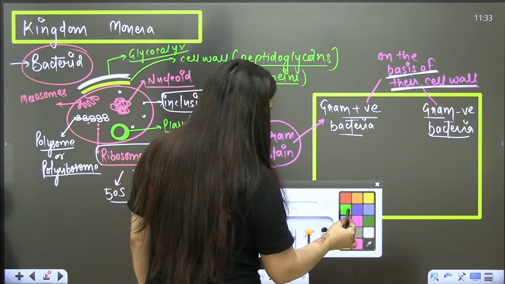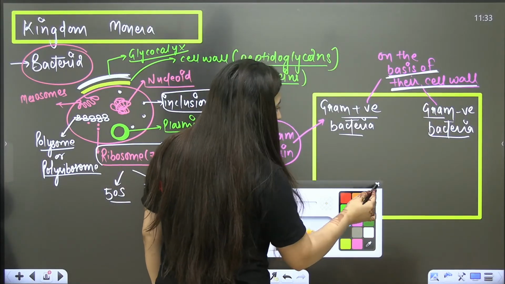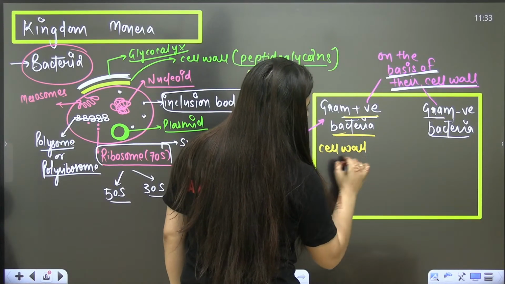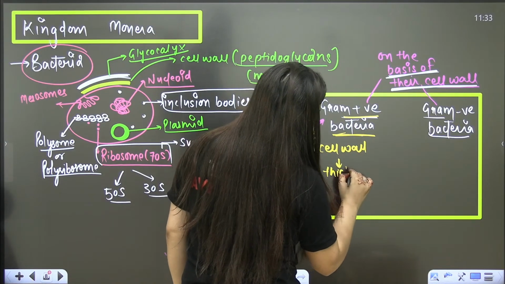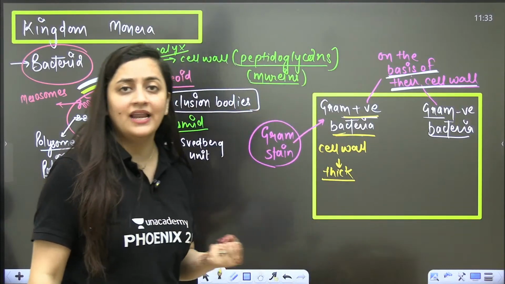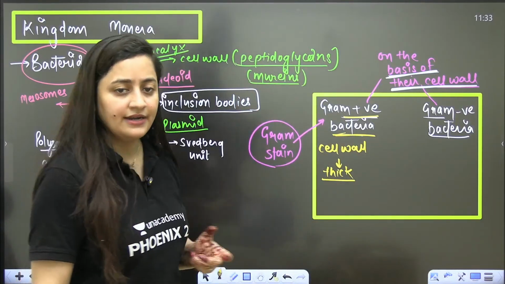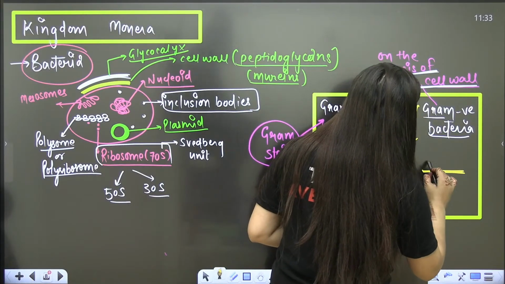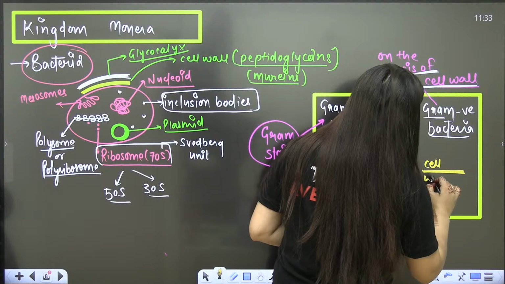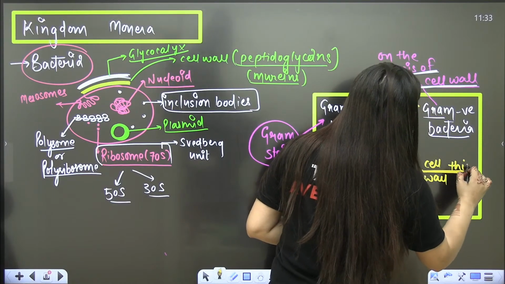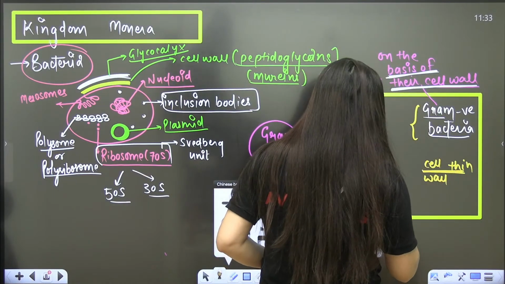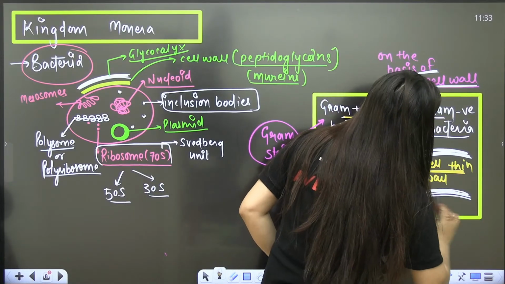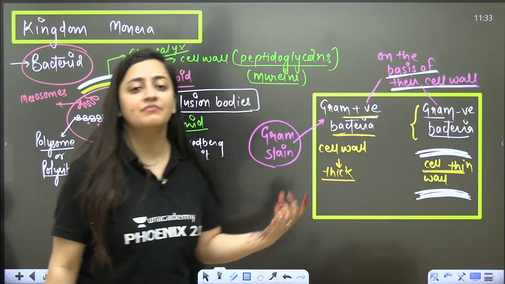So in the case of gram positive bacteria, the cell wall is very thick, having peptidoglycan and teichoic acid. But in the case of gram negative bacteria, you will see that the cell wall is thin, plus it has more lipid. Outer lipid envelope will also be there, inner lipid envelope will also be there. So that is the main reason.